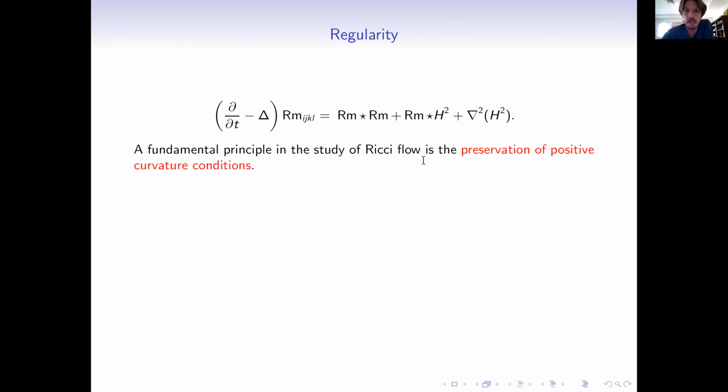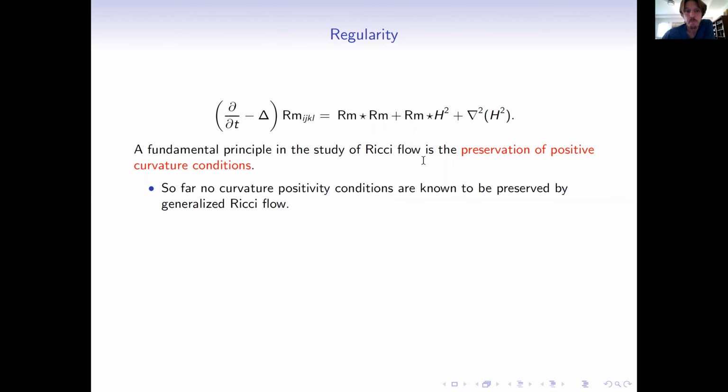But I do want to say a little bit about this formula for the evolution of curvature. A really core concept in the study of Ricci flow is, of course, the preservation of positive curvature conditions. And to be blunt, so far, nothing like this is known for generalized Ricci flow, not even for a scalar quantity. There's this famous fact that the scalar curvature is monotone: the minimum of scalar curvature is monotone increasing along a solution to Ricci flow. But there's not even a scalar quantity which is known to have a preserved lower bound like this.